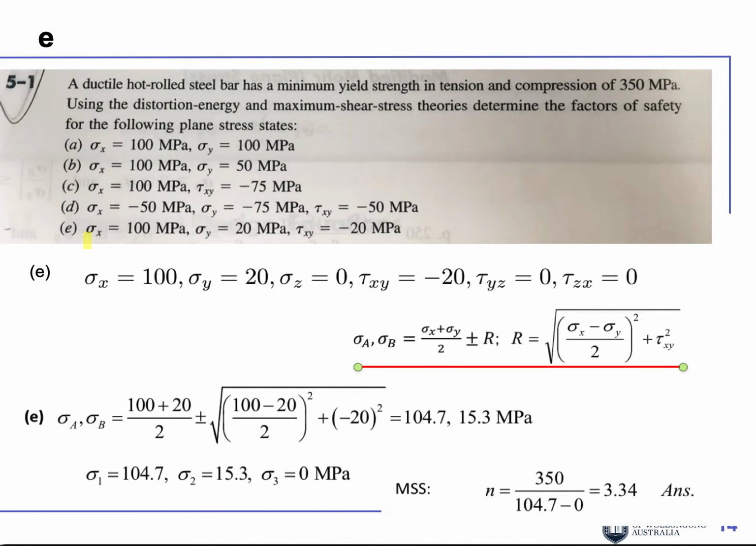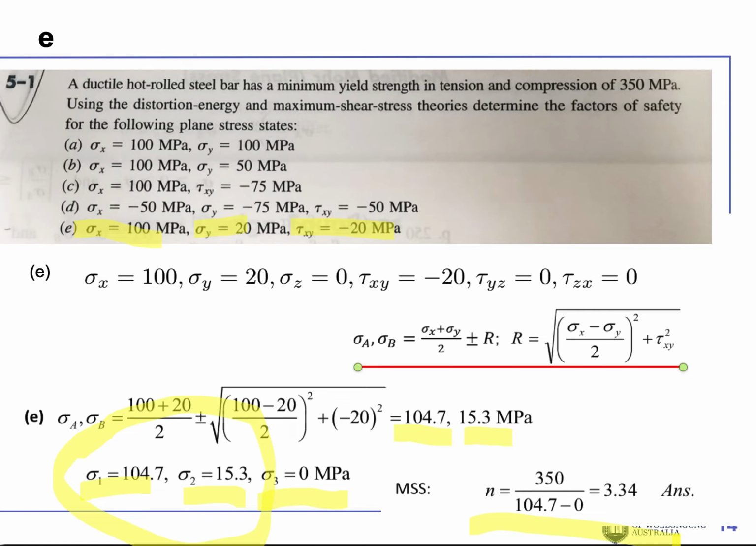Question E, you got sigma x, sigma y, and tau xy. So again, the same situation as case D. You put in this formula, you got 104 and 15. Those are the two principal stresses. And the third one is 0. So you always write them in this order, in case you use these two by mistake. You don't use these two. You use sigma 1 and sigma 3. You don't use this middle value.